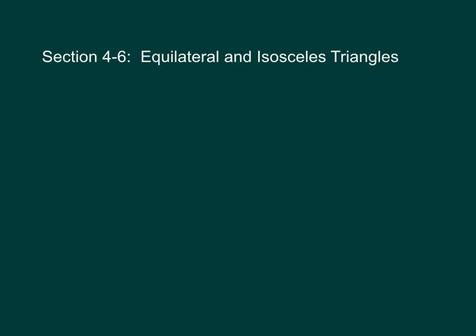The next section, section 4.6, isosceles and equilateral triangles. We're going to first take a look at isosceles triangles. I probably should have written that section title the other way around, but first of all, an isosceles triangle. We know that an isosceles triangle has two congruent sides, and in this triangle we'll mark these two as the congruent ones. But let's talk about some of the properties and some of the terminology.